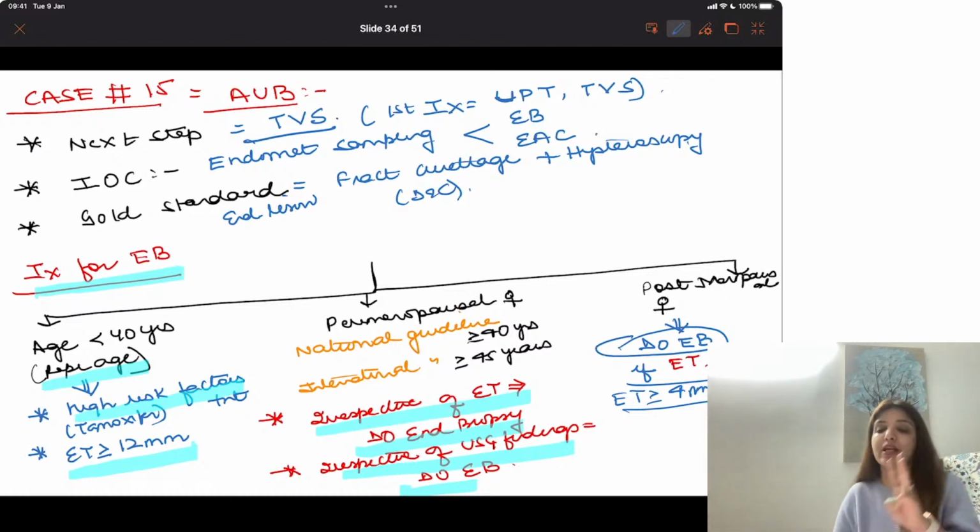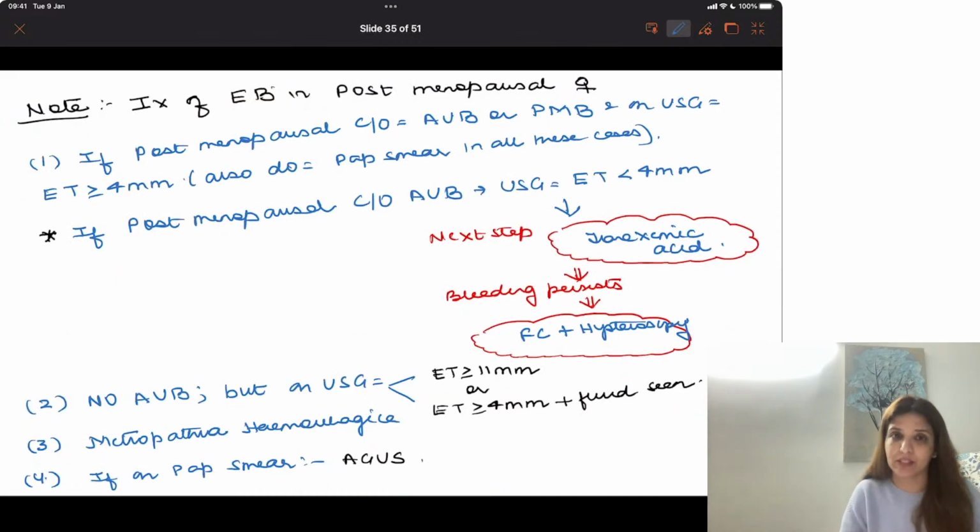So 3 different age groups, 3 different protocols. In a reproductive age female, you are going to do endometrial biopsy if endometrial thickness is more than or equal to 12 millimeters. In perimenopausal females, you are going to do it irrespective of endometrial thickness, irrespective of ultrasound findings. And in postmenopausal females, you are going to do it if endometrial thickness is more than or equal to 4 millimeters, right?